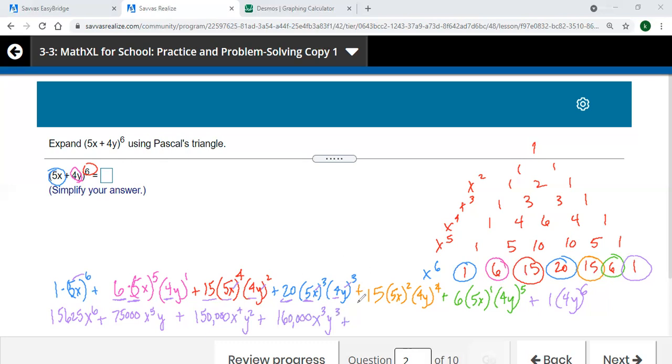So the next one, we've got a 15, a 5 to the 2nd, a 4 to the 4th. Whew. 15 times 5 to the 2nd times 4 to the 4th.